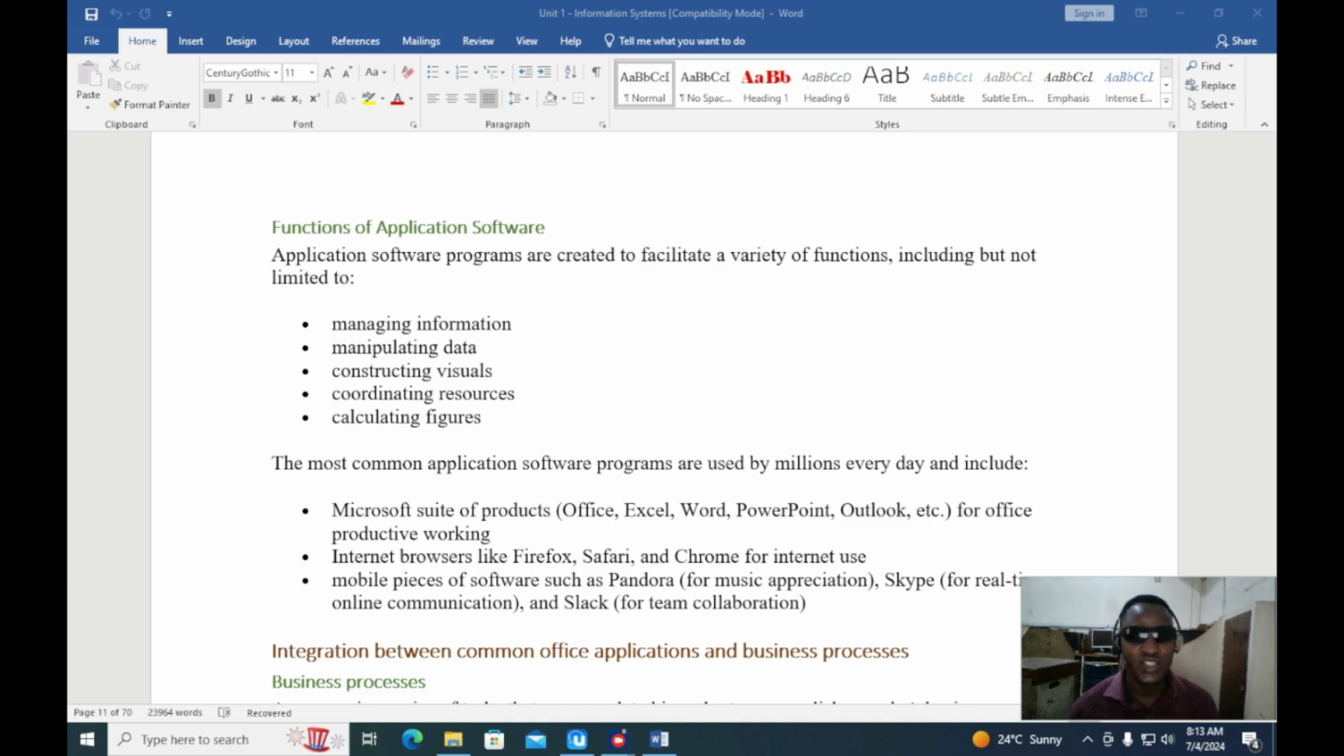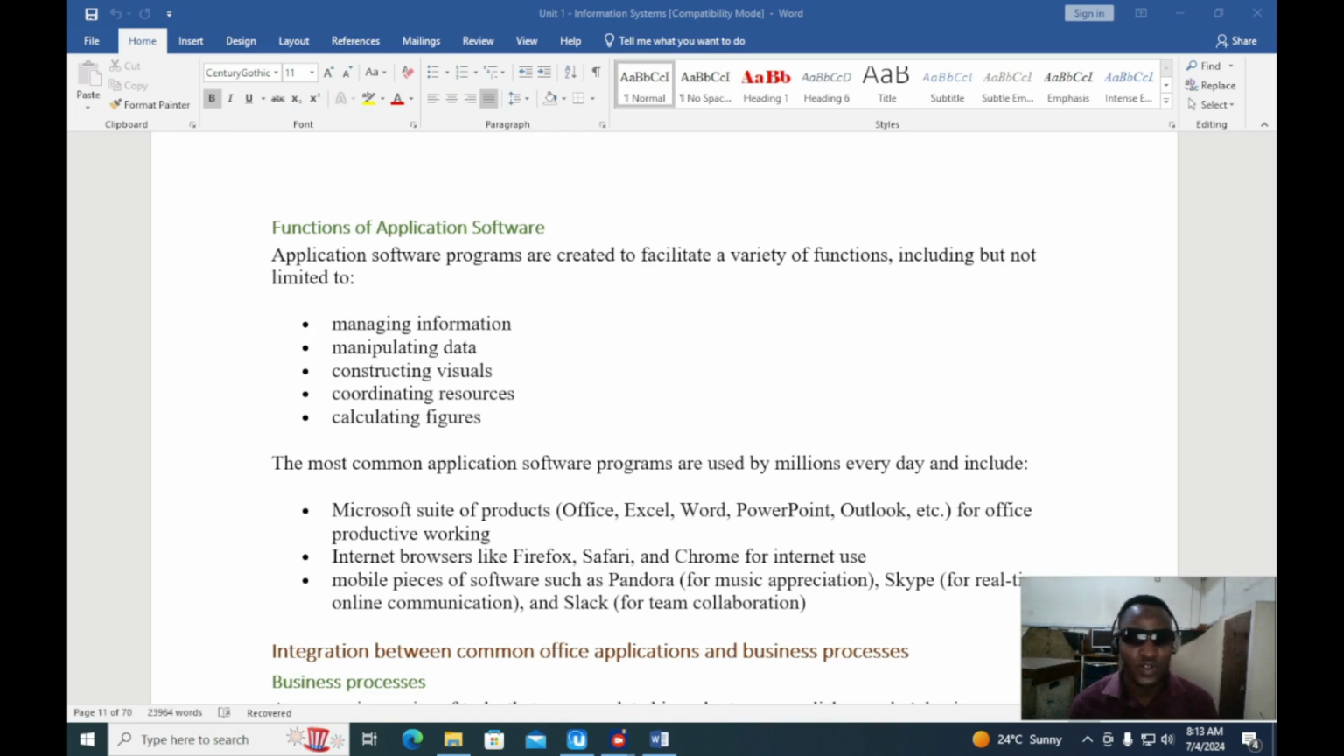1, there is managing information. We use application software to manage information. For example, we talked about the creation of databases using Microsoft Access. Databases are helping us to actually manage information. We are able to store data, we are able to retrieve data when we need it.